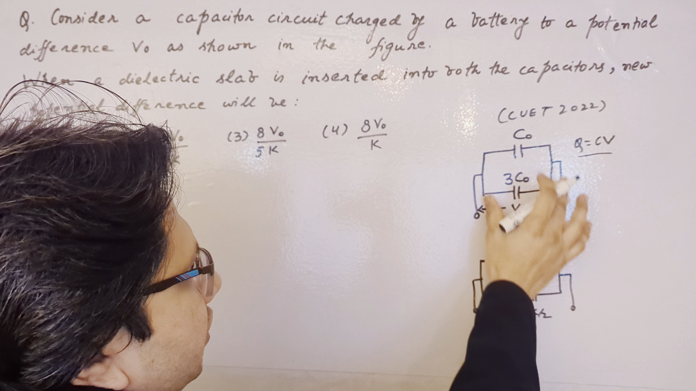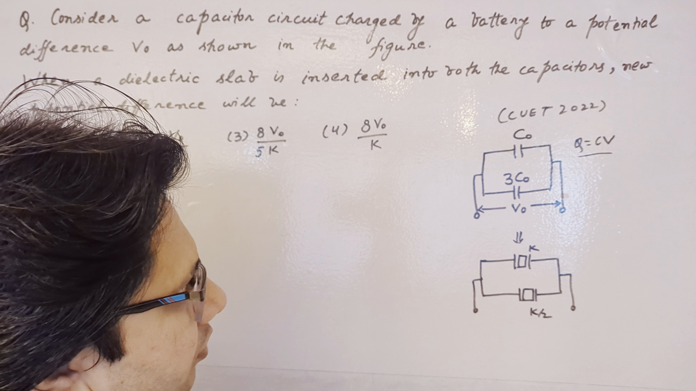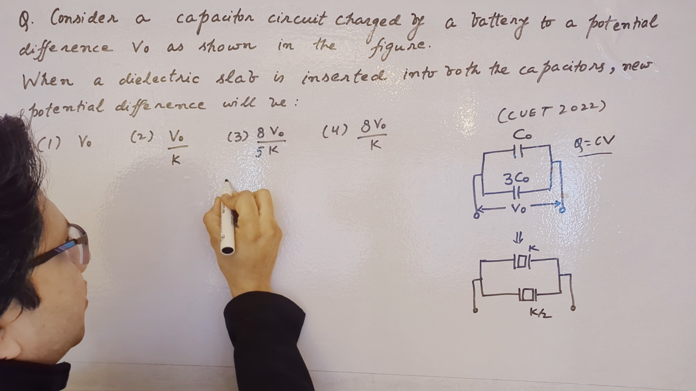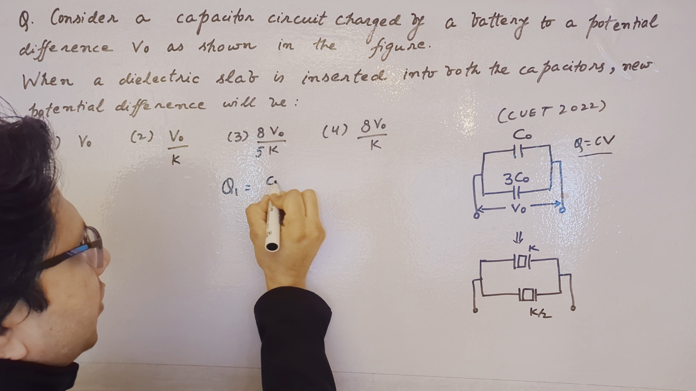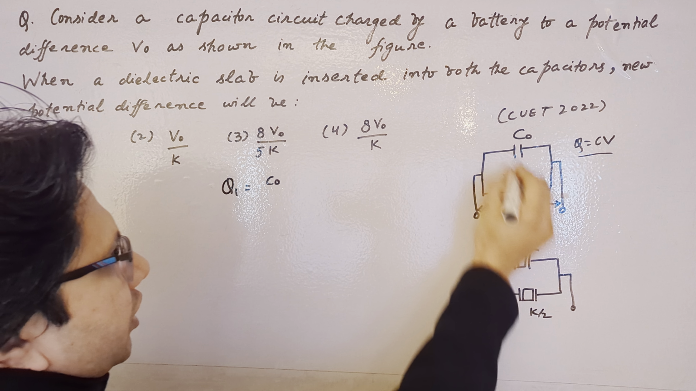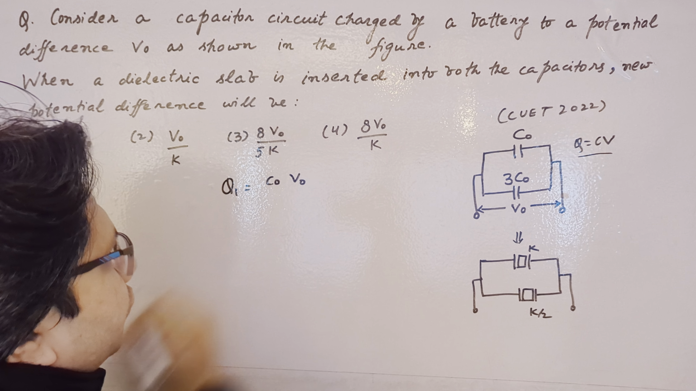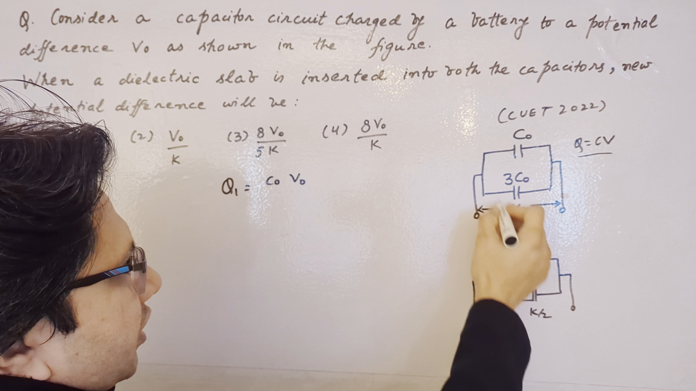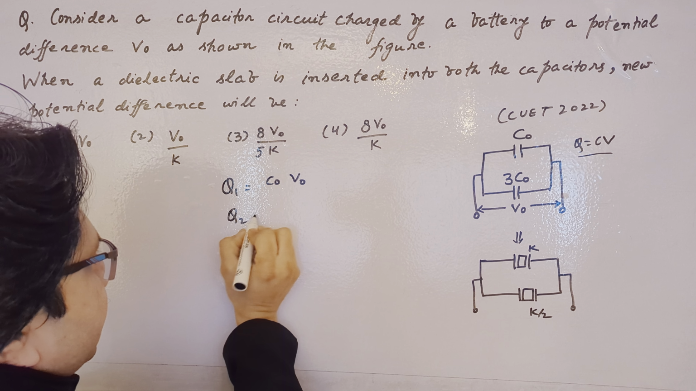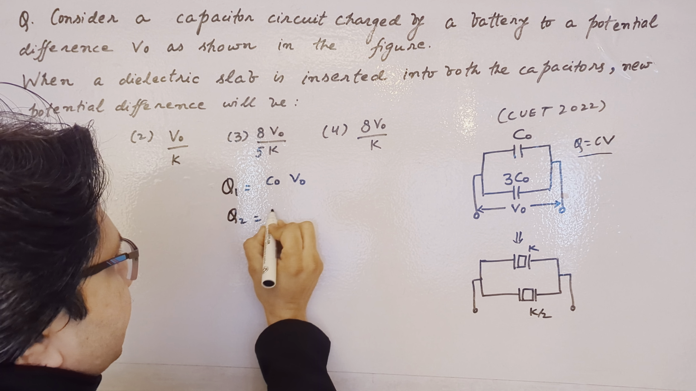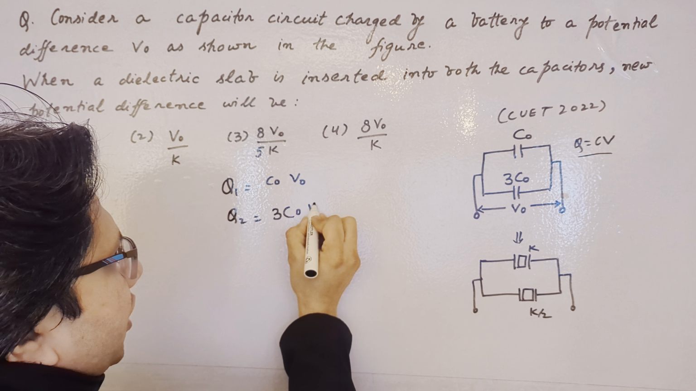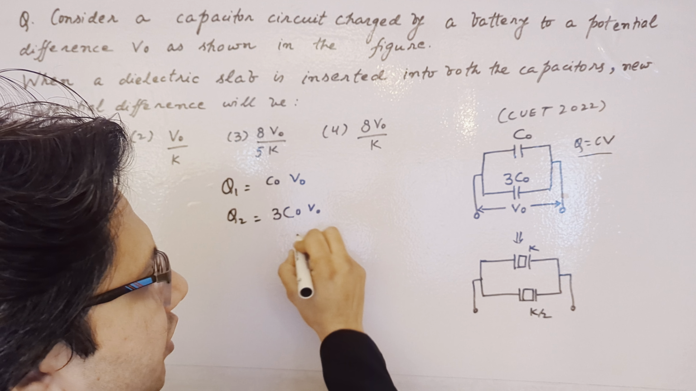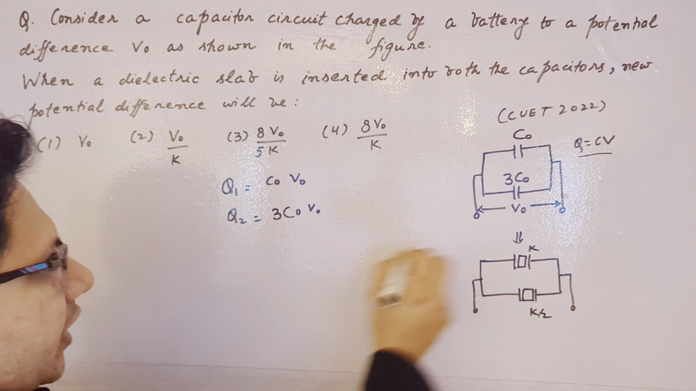The potential difference across these two capacitors is V naught. It means that the charge on the first capacitor, suppose it is Q1, is given by the capacitance multiplied by the voltage across it, which is C naught into V naught. Now similarly, the charge on the second capacitor, suppose it is Q2, is given by the capacitance, which is 3 times C naught, multiplied by the voltage, which is 3 C naught V naught. So this is the charge on the second capacitor.